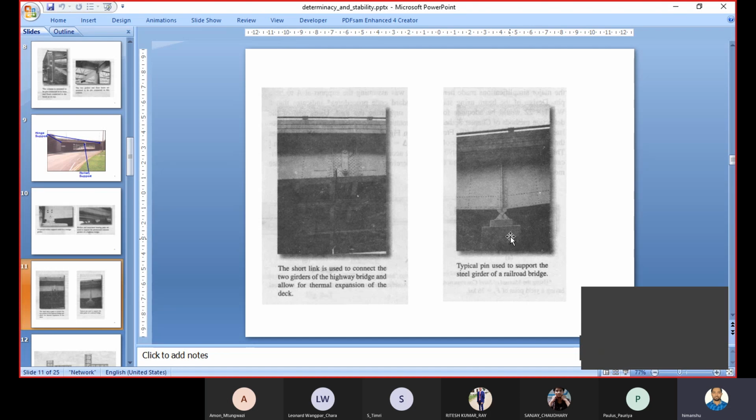This is a kind of hinge support. This is a typical pin used to support the steel girder of a railroad bridge. So there is a hinge. There is also a hinge.